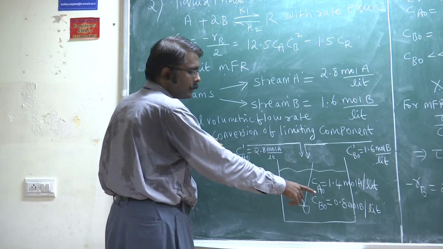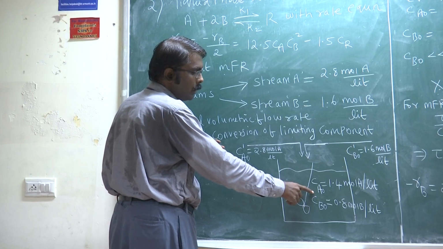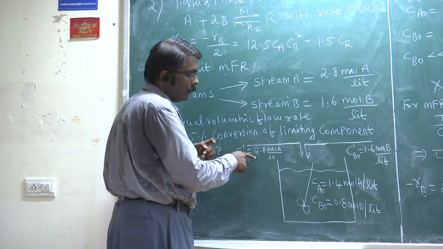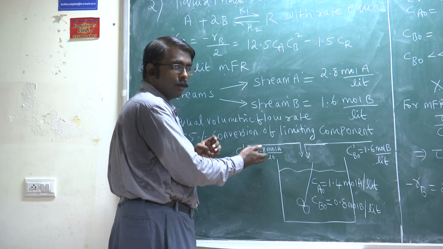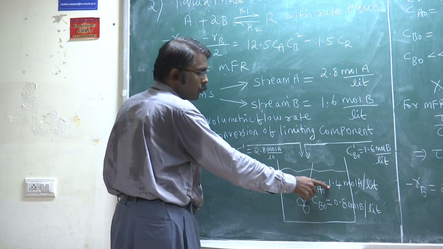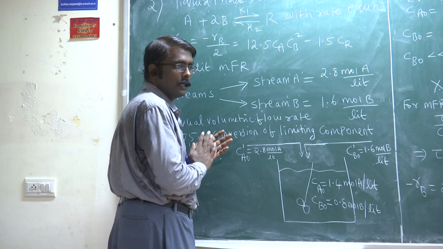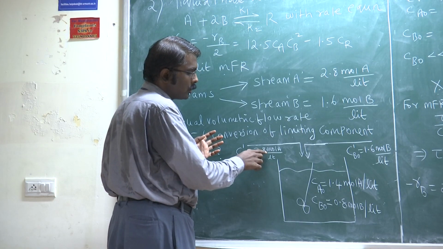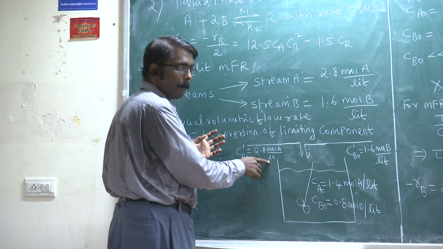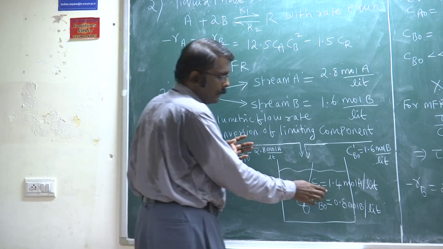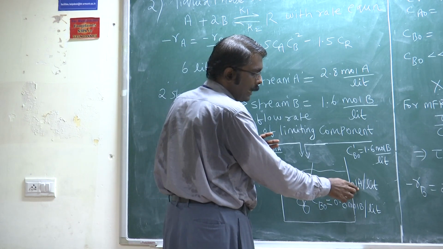That means inside the reactor, the CA0 value is half of the concentration outside the reactor. So 2.8 becomes 1.4 moles of A per liter. This 2.8 moles of A is for 1 liter outside the reactor, but here it is 2.8 moles of A per 2 liters.